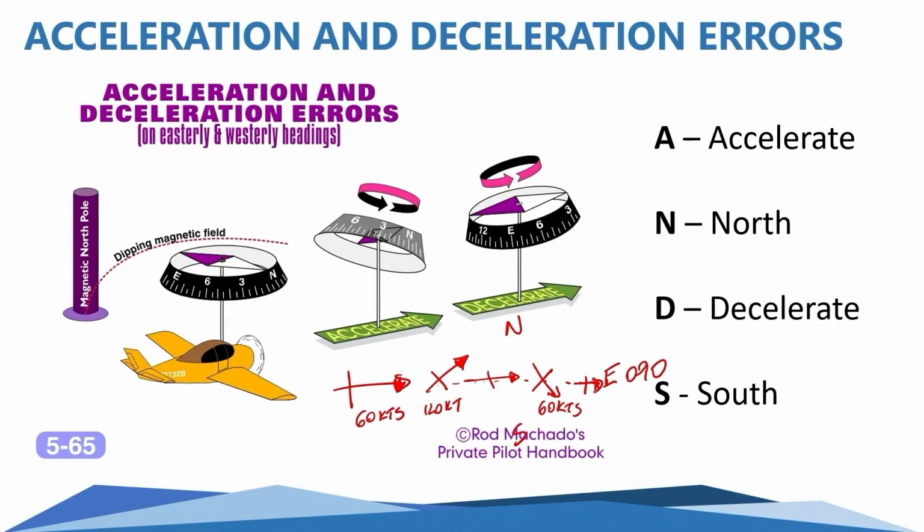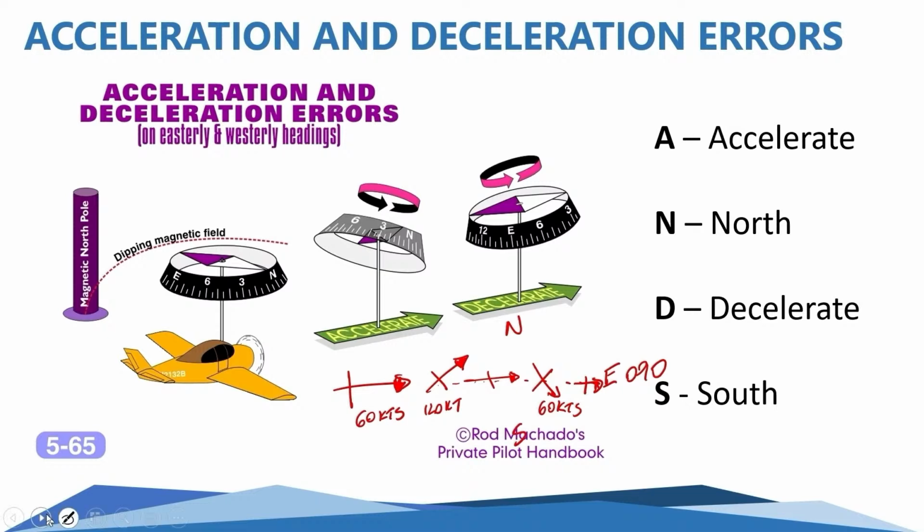Maybe you're not heading perfectly east or west, and maybe you're heading like 060. You'll notice it, but it won't be to that effect. You're going to notice it far more if you're on a 090 or 270 heading.